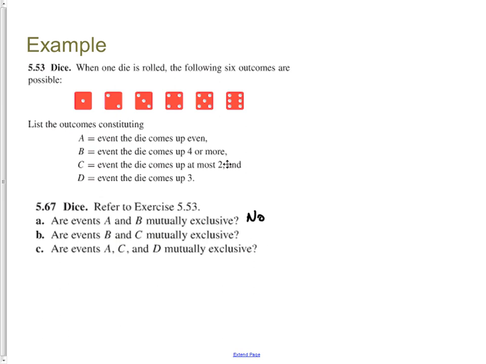How about events B and C? Well, we just talked about that, right? If the event is that the dice comes up four or more, or if the event, dice is at most two, right? These are mutually exclusive for sure. How about A, C, and D? Well, yeah, those are mutually exclusive again, right? Because there's no way that we could have a dice that comes up at most two and be three, or be at most two and come up four or more, or even be three and come up at four or more. So these are actually mutually exclusive events. Well, there we go.